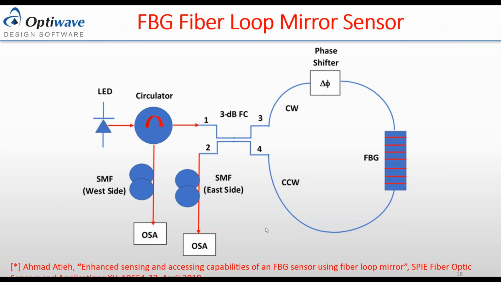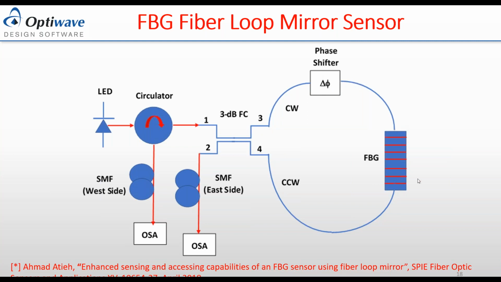Okay, now we're going to move into the main topic of this presentation, which is the fiber loop sensor using FBG. So the design is as shown here. You have the fiber coupler, which in this case is a 3 dB coupler, which is 50%, which means 50% of the light goes here, 50% of the light goes here. And then we place a phase shifter in it. So in this path, we're going to add or subtract phase, depending on the setting.